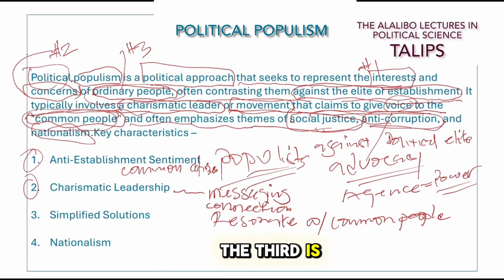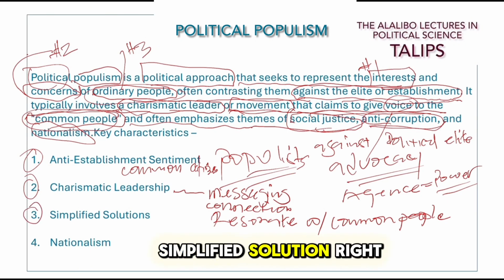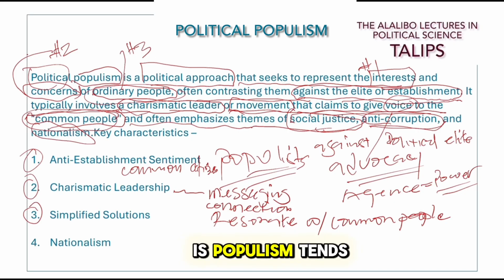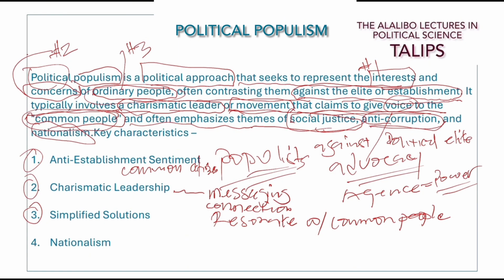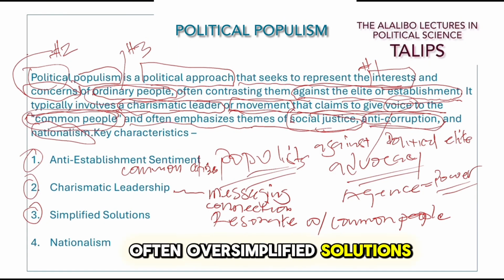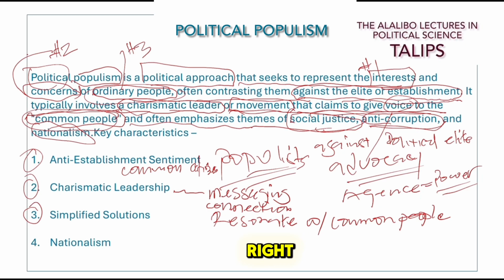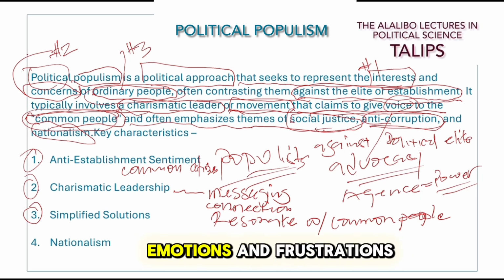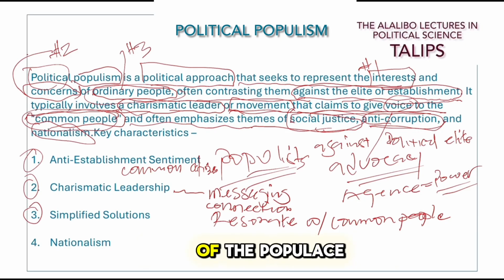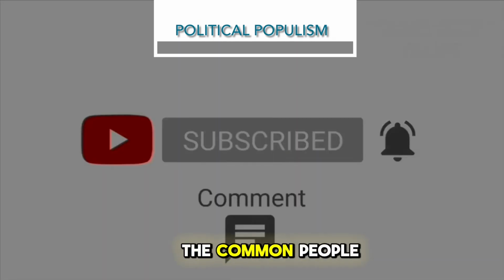The third is simplified solution, right? What does that mean, students? Simplified solution. Here we're saying populism tends to offer straightforward, often oversimplified solutions to complex problems, appealing to the emotions and frustrations of the populace. The populace is the common people, right? Another word for the common people.